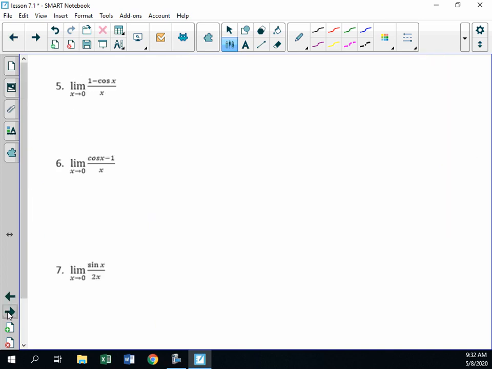Now, cosine, again, we always want to plug the number in. So when I plug in 1 minus cos at 0 over 0, we get 1 minus 1 over 0, which is 0 over 0. But I can't simplify this function. It's linear. So this is where that new step of a conjugate comes into play.